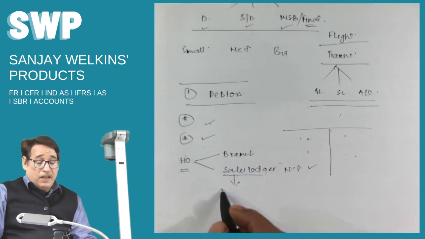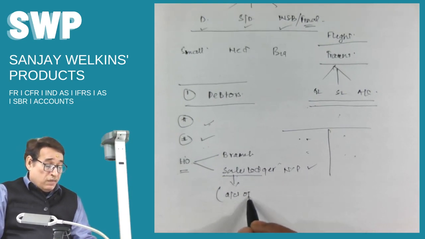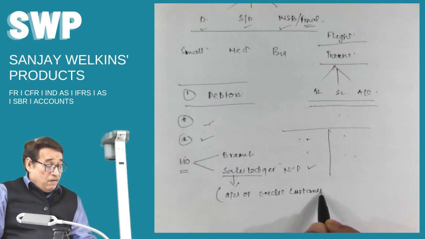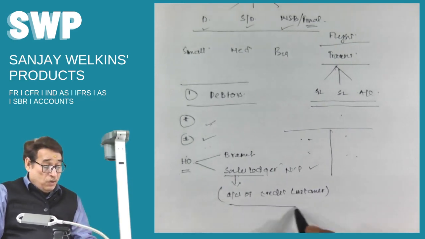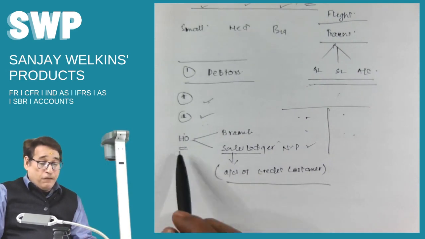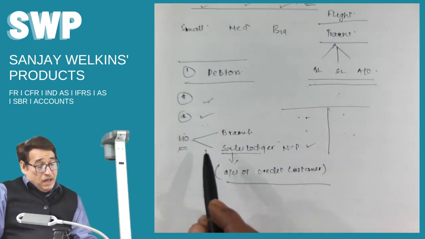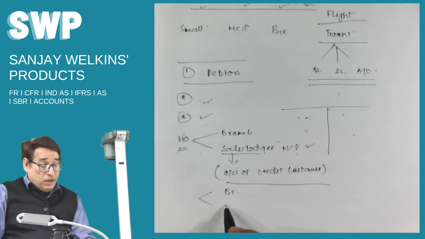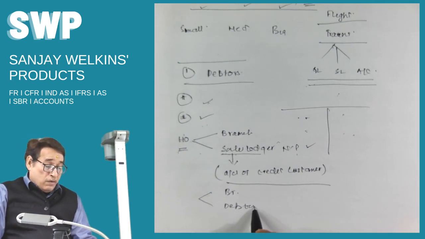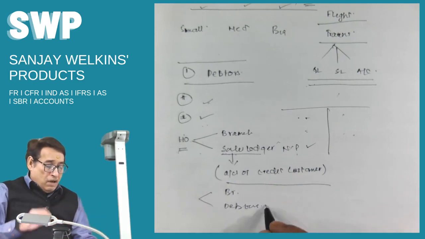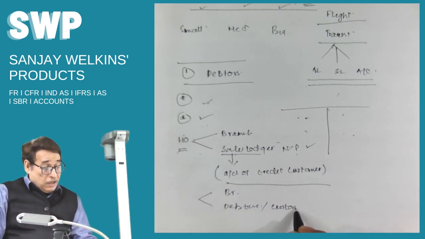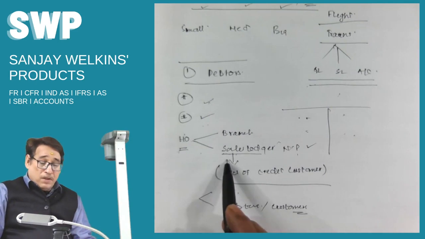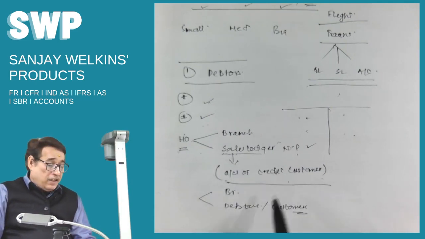Sales ledger, when we say, it means accounts of credit customers. First of all, being a professional student, you should know such things. When we say head office is maintaining the branch account and a sales ledger, indirectly it means head office is maintaining the branch account and all the debtors accounts. Debtors is also known as customers. In accounts, debtors stands for customers, or customers stands for debtors, correct? Because sales ledger means accounts of credit customers, and credit customers means debtors.